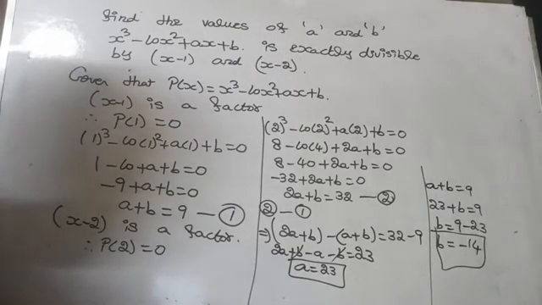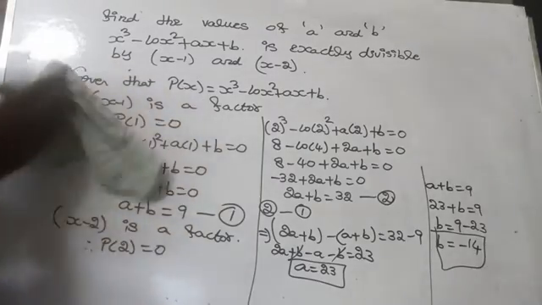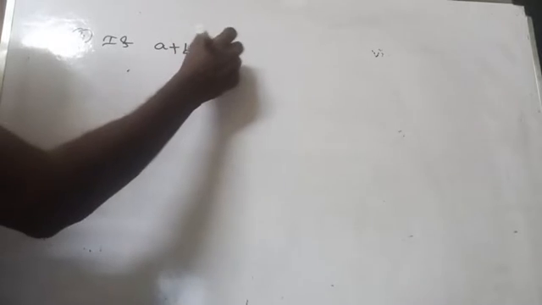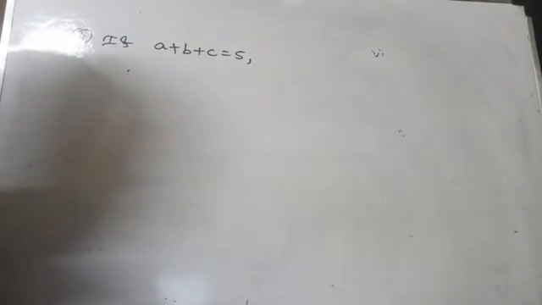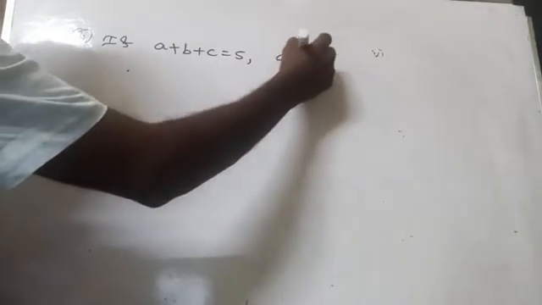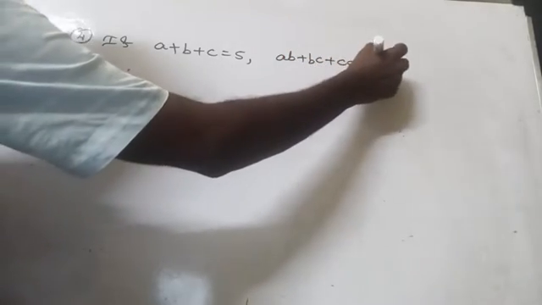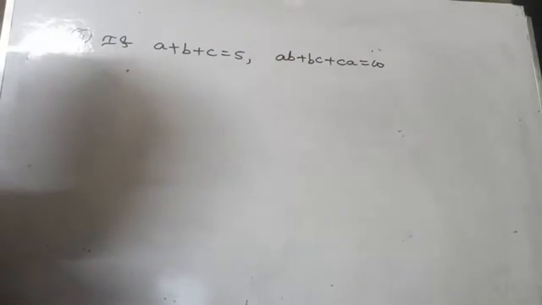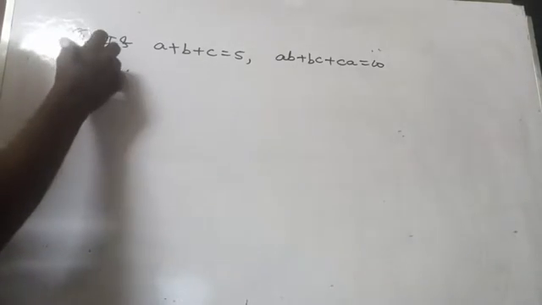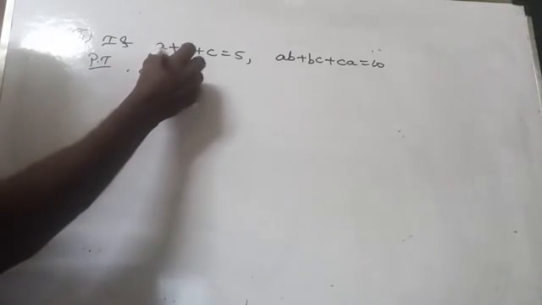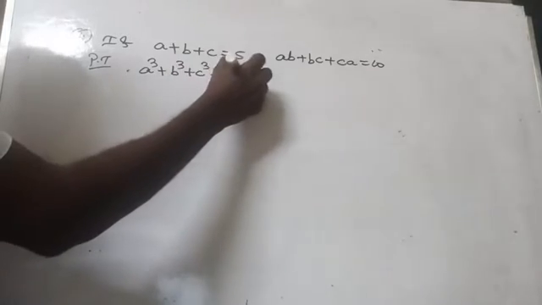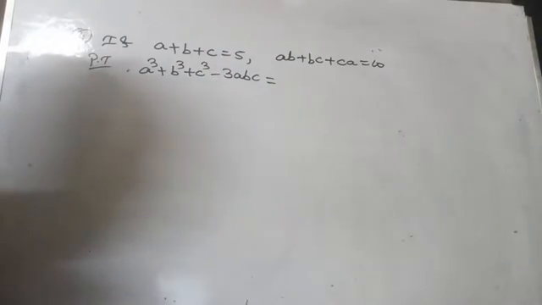Yeah. Look at the next question. We will solve one question based on identity. If a plus b plus c equals 5 and ab plus bc plus ca equals 10, then prove that a cube plus b cube plus c cube minus 3abc equals minus 25.